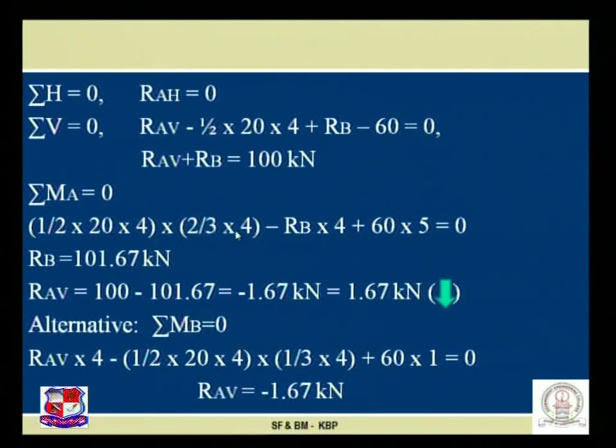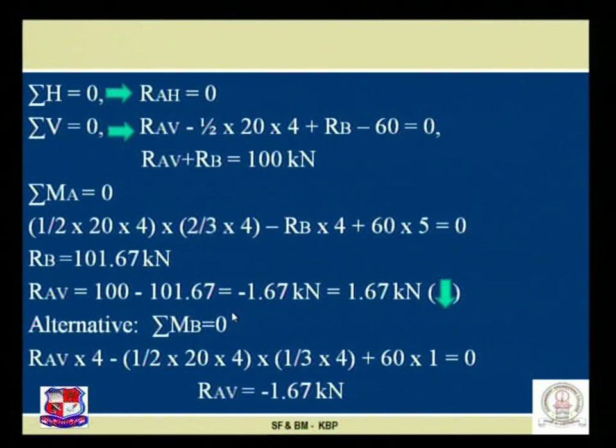So now please look over here. The same equation, half into 20 into 4 into 2/3 into 4 minus RB into 4 plus 60 into 5 is equal to 0, and we get RB equal to 101.67 kilonewton. Once we know the value of RB, we have to put this value of RB in this equation. Then we get RAV is equal to 100 minus 101.67, which is equal to minus 1.67. Please be careful with this minus sign.